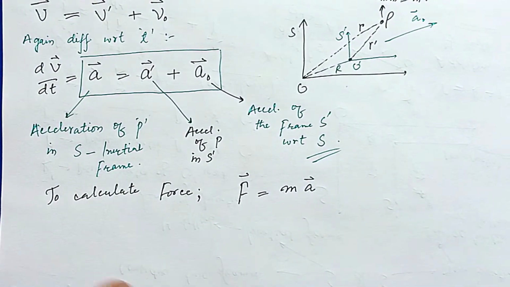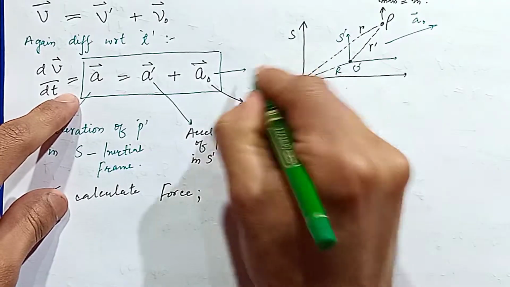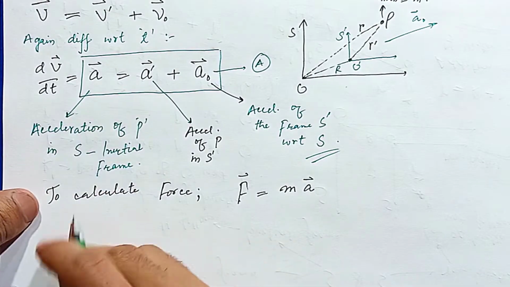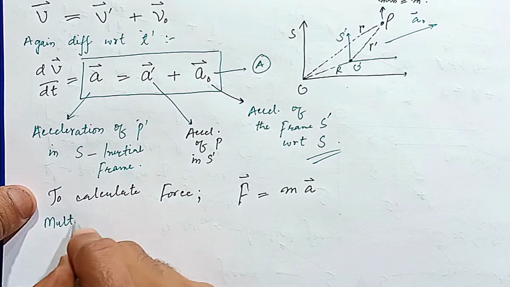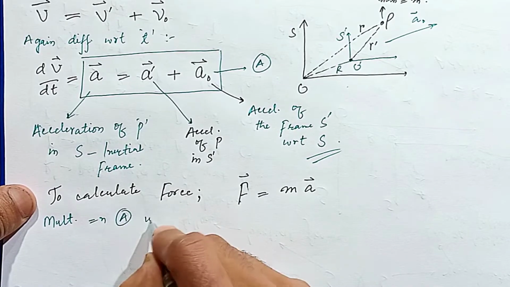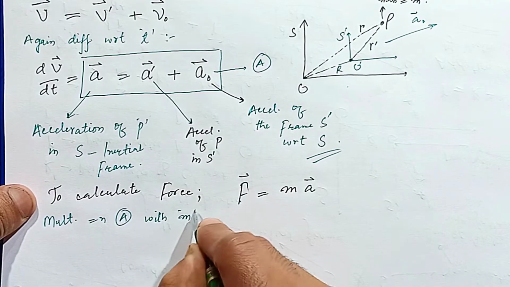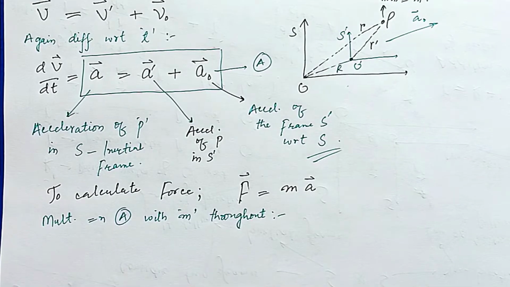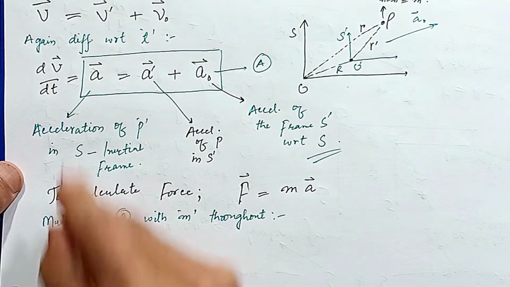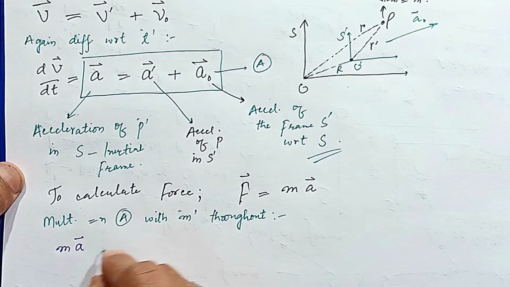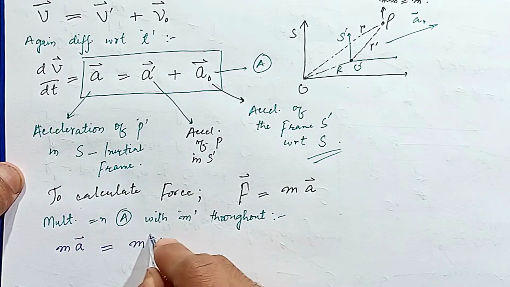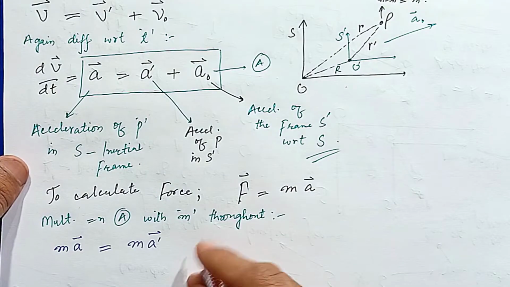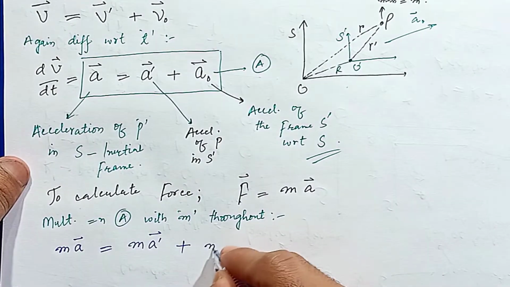So we have to multiply this equation, say this is equation A, throughout with m, that is the mass of the point particle. So what will we get? We will get mass times A equal to mass times A prime, because mass does not change even if the particle is inside a frame of reference which is non-inertial, plus mass times A naught.